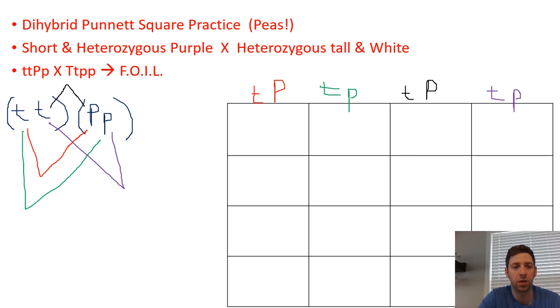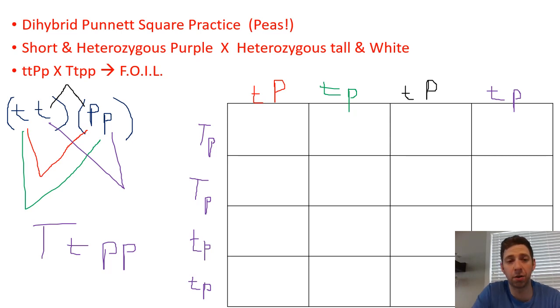Okay, next we'd want to FOIL the other parent's set of alleles. We have heterozygous for height, homozygous recessive for color. So the first alleles, the outer alleles, the inner alleles, the last alleles.